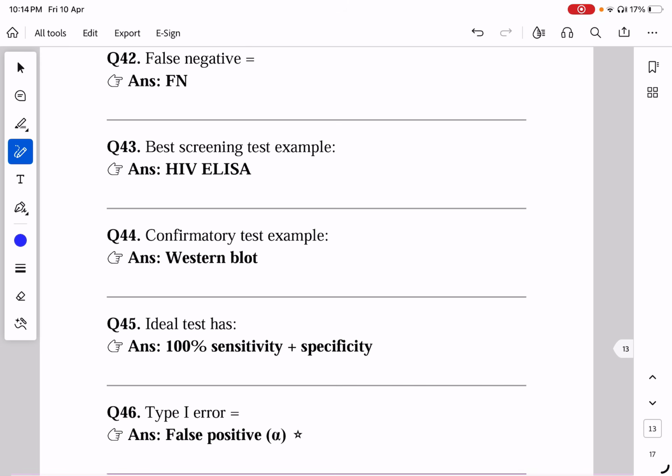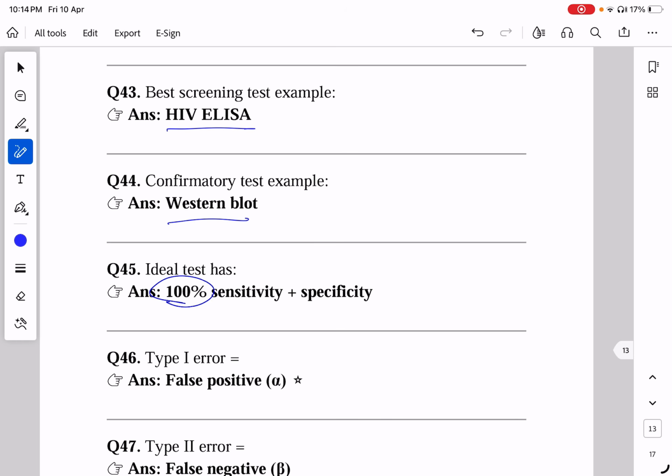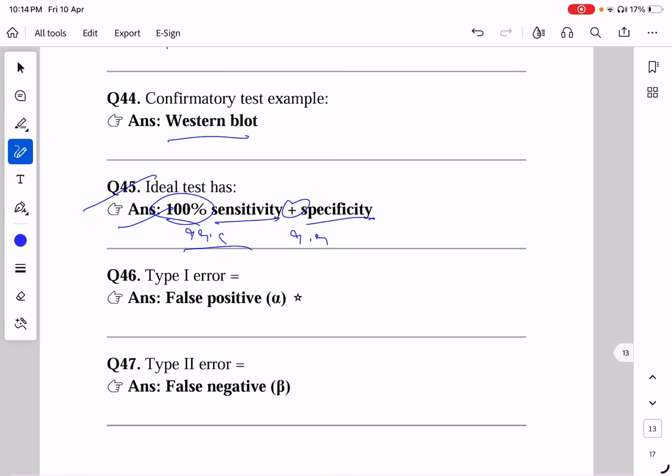Best screening test example: HIV, ELISA. The best confirmatory test is Western blot. This is for HIV. An ideal test has 100% sensitivity and specificity. They might ask this question. Ideal test means 100% and 100%, not 99.5 and 99.5. Sometimes we get confused, but the answer is 100%.